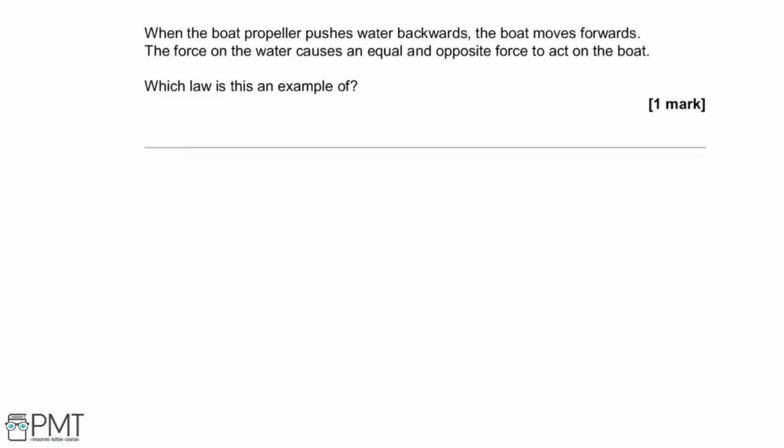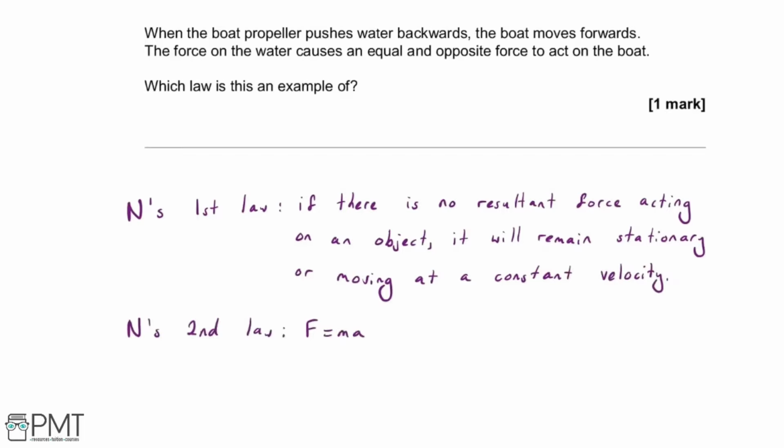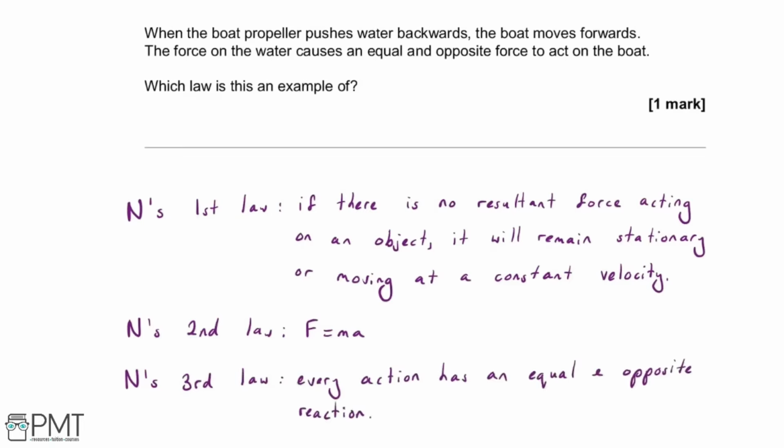So we have already mentioned Newton's first and second laws in this video, however, I'll go through them again. Newton's first law is that if there is no resultant force acting on an object, then it will remain stationary or moving at a constant velocity. Newton's second law is that the force acting on an object is equal to the mass multiplied by the acceleration, so F equals ma. And Newton's third law, which we haven't mentioned yet, is that every action has an equal and opposite reaction.